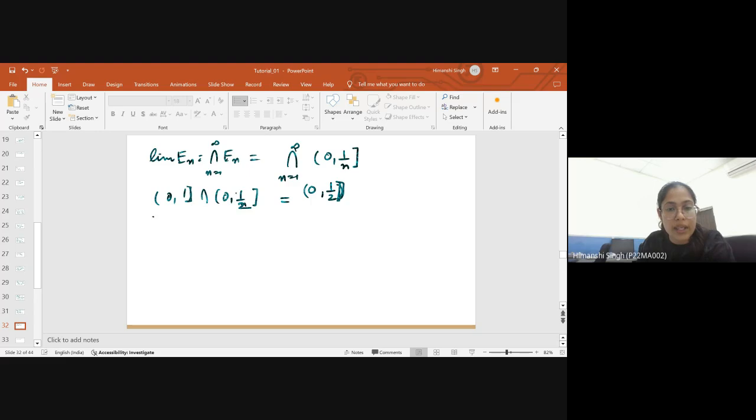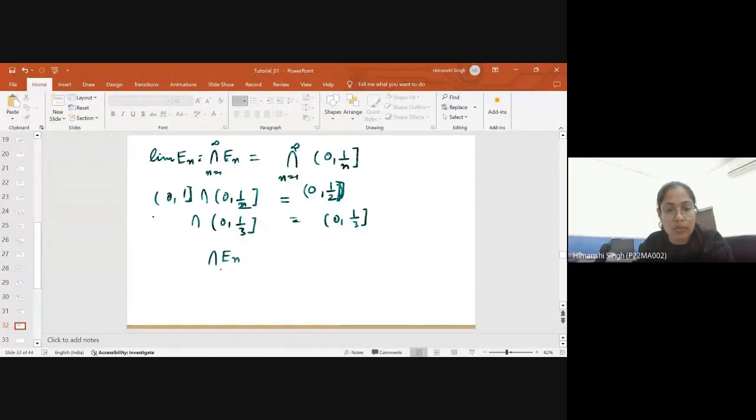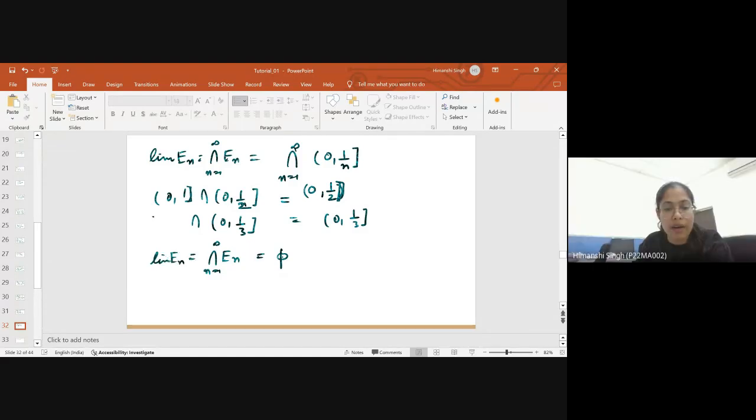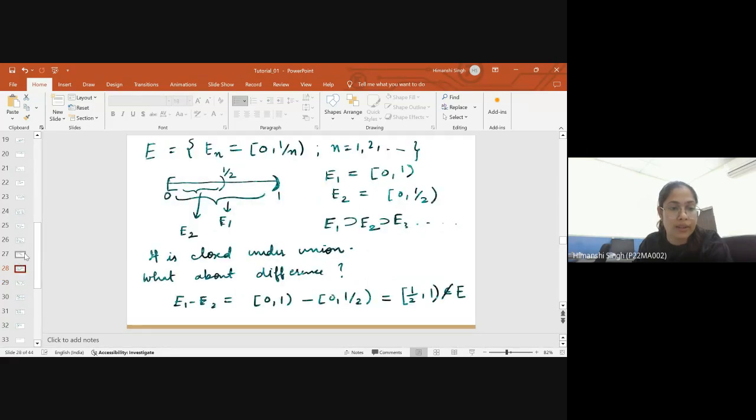Now again, if I take the intersection of this set with the next one, which is 1 by 3, it will be 0 comma 1 by 3. So it is basically going towards 0. At last, when I take the intersection of En going from 1 to infinity, it will be the empty set, because 0 is not in the set and the limit is going towards 0 only. So the limit will be the empty set. So for a monotone class, the limit should be in the set.